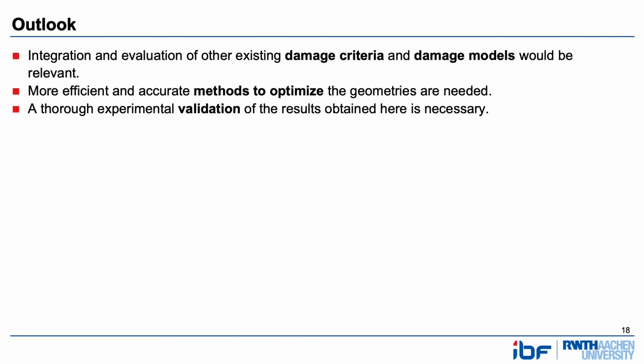In further studies, integration and evaluation of other existing damage criteria and damage models would be relevant. For caliber rolling, we should consider some models which account for the load parameter and elevated temperature. Besides, a more efficient and accurate method to optimize the geometries, like deep learning or other statistical algorithms, is needed. In addition, thorough experimental validation of the results obtained here is necessary.